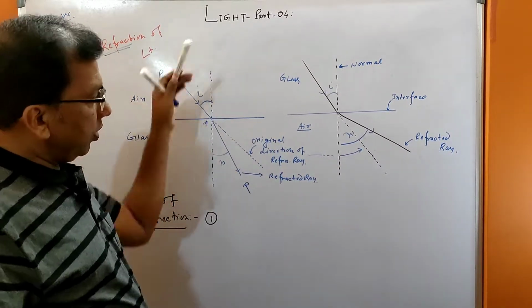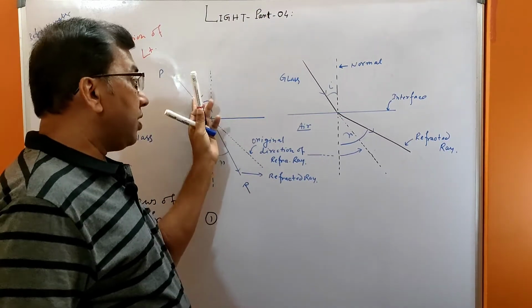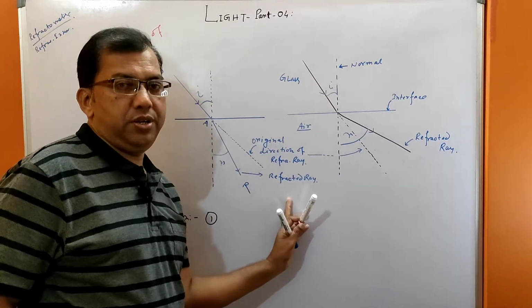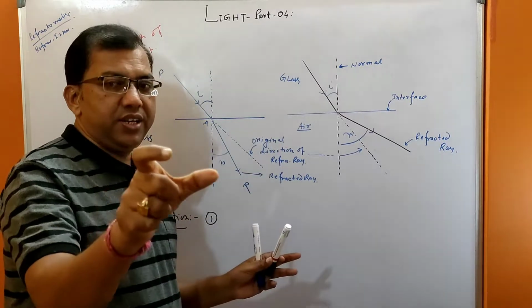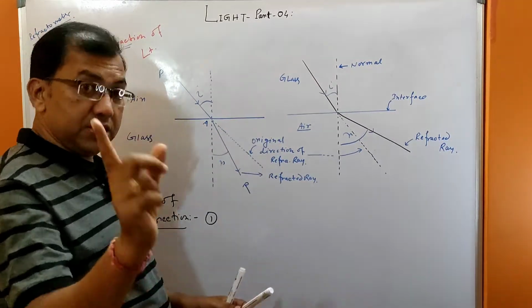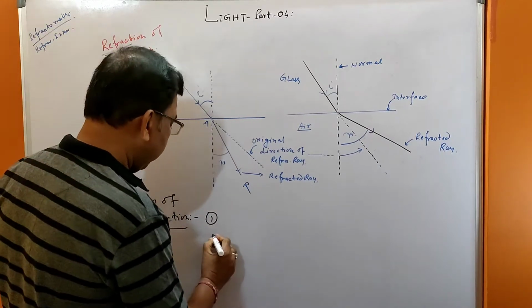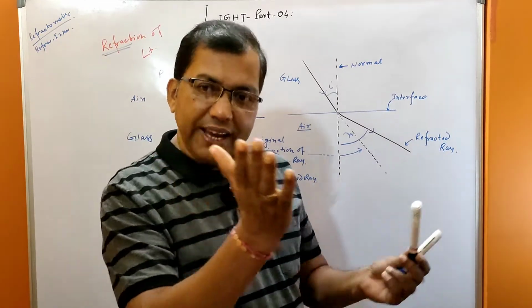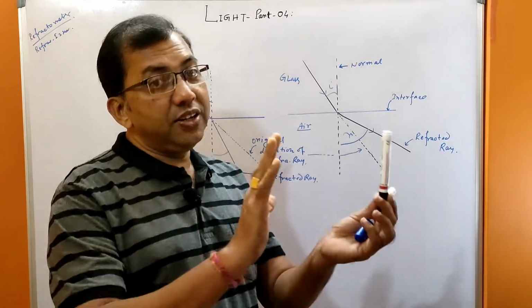The first law is the same as the law of reflection. The only difference is that it is the incident ray and refracted ray, whereas in that case it was the incident ray and reflected ray. This is the difference and nothing else. The second law is a little different. In reflection, the second law was that the angle of incidence is equal to the angle of reflection, that is I equals R.